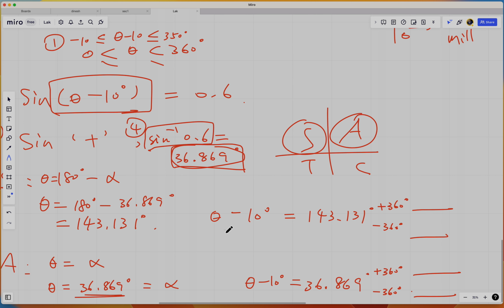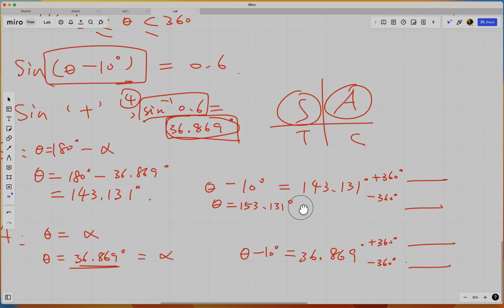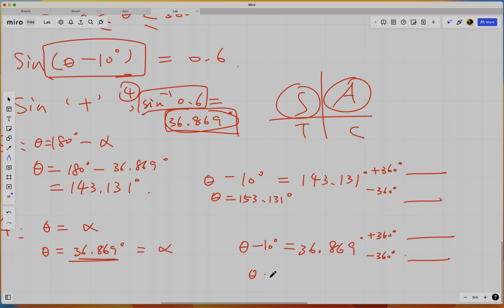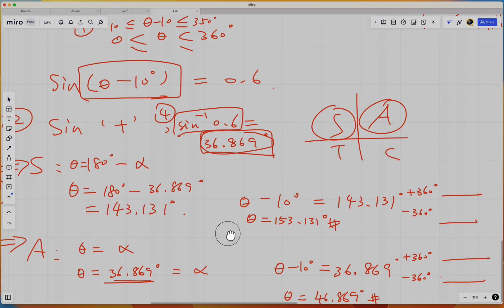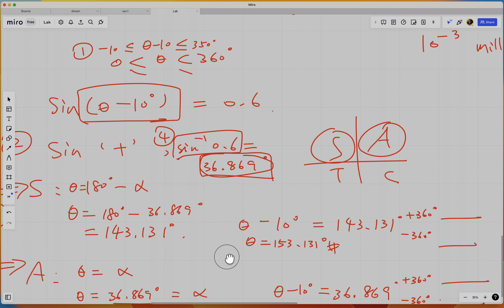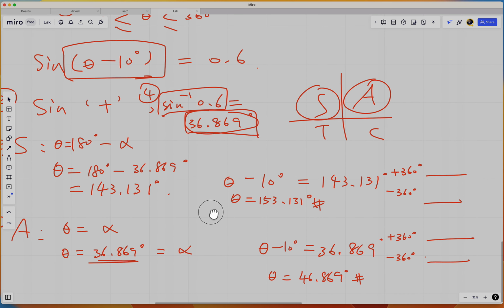So your theta here is, because you plus 10, 153.131 degrees. For the significant figure round off, go and do it yourself, okay? I'm not here to teach you the round off. Just focus on the approach first. So these two answers, are they in the range for theta? Yes, right?